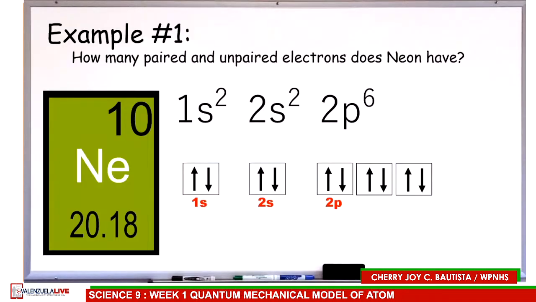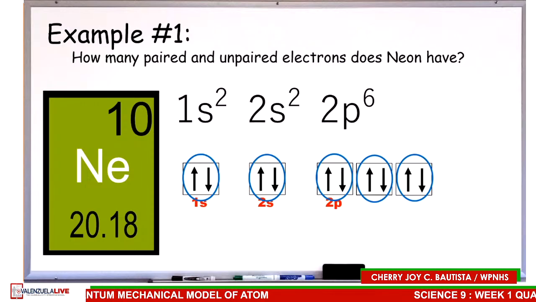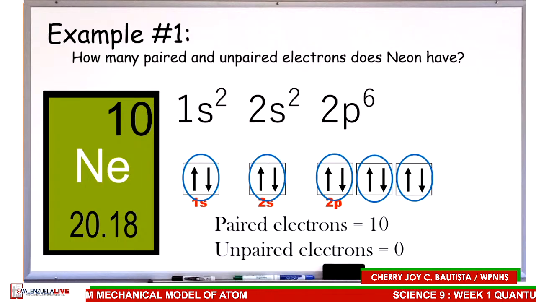For example, neon. How many paired electrons does it have? 2, 4, 6, 8, 10. We have 10 paired electrons and there are no unpaired electrons.